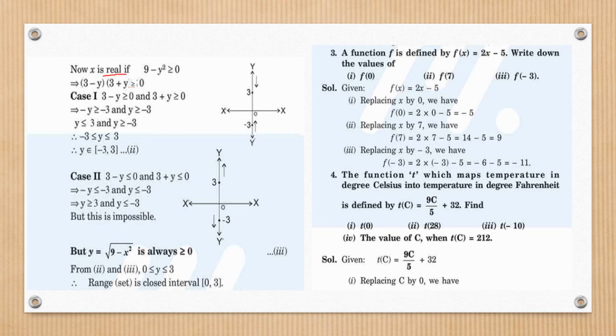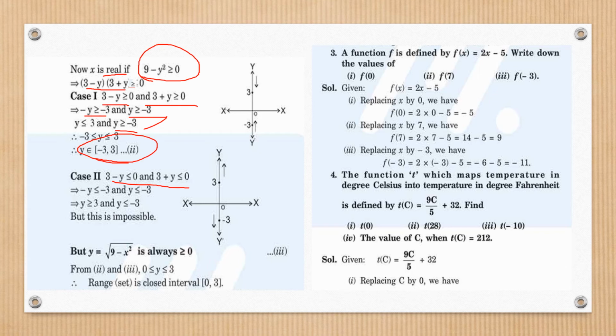Now x is real if the term inside the root is positive. Again the same thing as we did in the first part: 9 minus y square should be positive. So that means 3 minus y into 3 plus y should be positive. So two cases again. A product is positive if both the factors are positive or both are negative. Again, this case gives you the closed interval minus 3 to 3. Minus y is greater than or equal to minus 3, or multiplying by minus 1, y is less than or equal to 3, and y is greater than or equal to minus 3. So y is lying between minus 3 and 3.